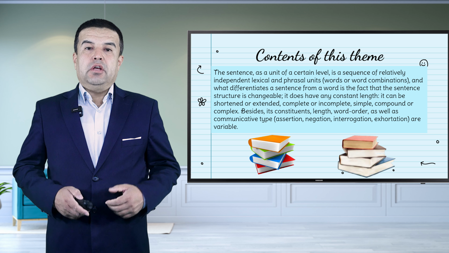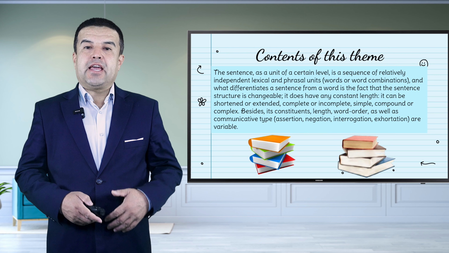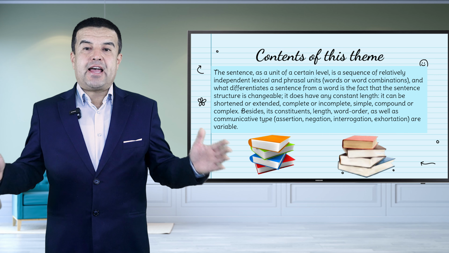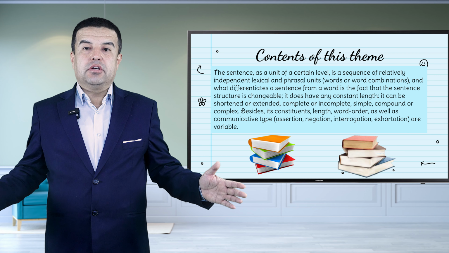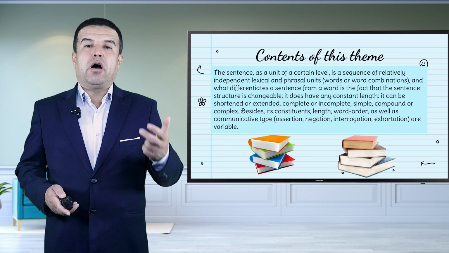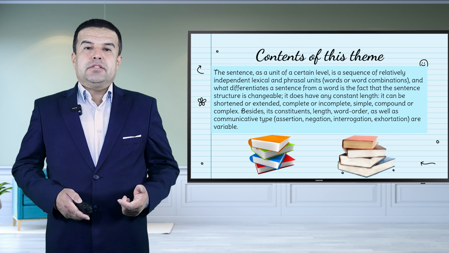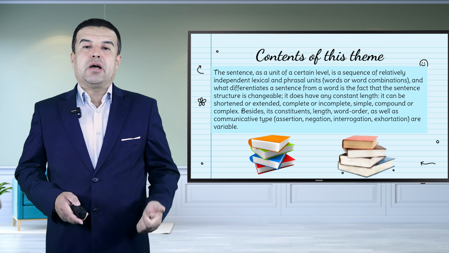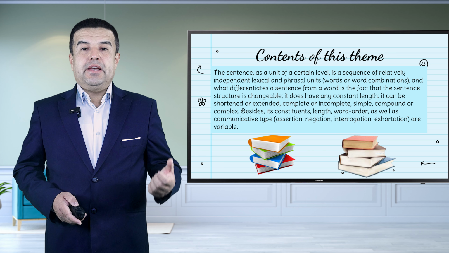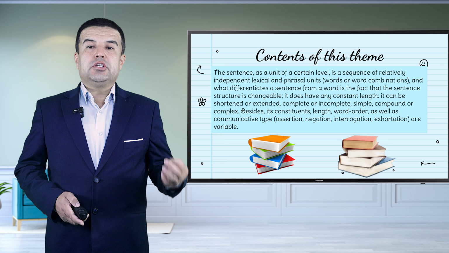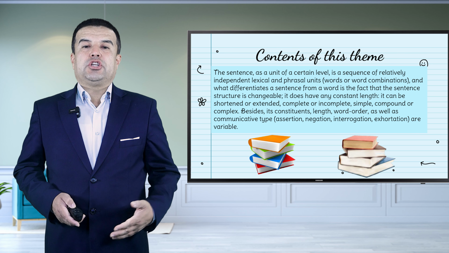It is the fact that the sentence structure is changeable. It does not have a constant length. It can be shortened, it can be extended, it can be complete or incomplete, or simple, compound, or complex. Besides, it has length, word order, as well as communicative type, for example, assertion, negation, interrogation, or exhortation.